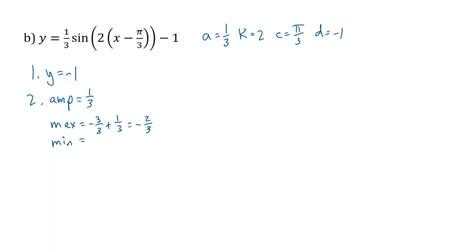Use your calculator for this kind of stuff, right? If you have to. 3 over 3 plus 1 over 3 would be 4 over 3, but it's negative 3 over 3. And then the min is negative 3 over 3 minus 1 over 3. There you go, negative 4 over 3. Then we do the start, period, and the end. Give those a try.